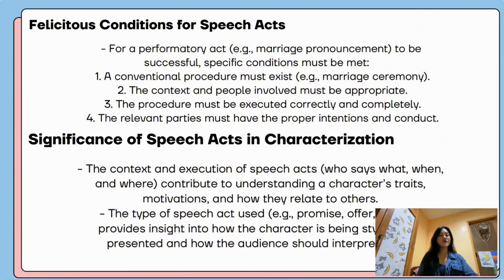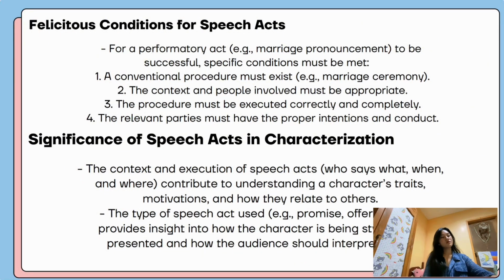In the context of execution of speech acts, this is all about who says what, or the identity of the speaker, and the words they choose are central to understanding their character. In the types of speech acts, it is the specific kind of speech act used, whether it is a promise, offer, threat, request, and so on, which can reveal the character's intentions, desires, and how they approach power or influence.